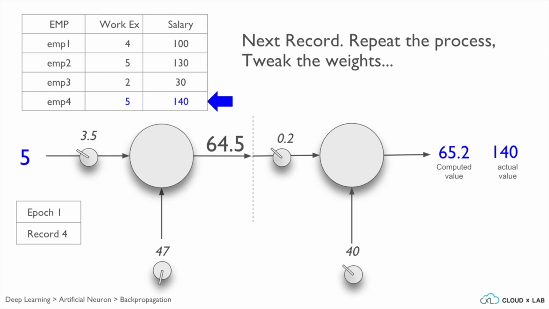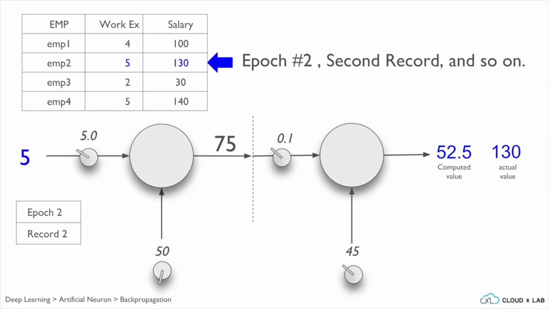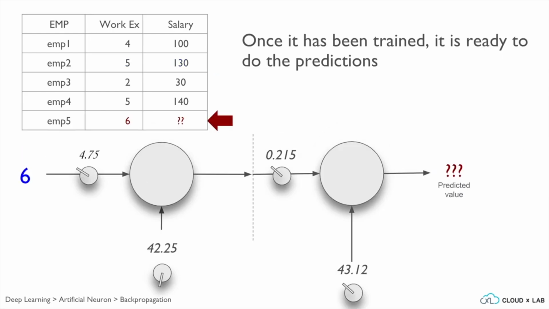When all the records in the dataset have gone through the process, we say that it has completed an epoch. We now start again from the first record. This is called second epoch. Note that we do not reinitialize the weights and bias when we start a new epoch. The weights and the bias from the previous epochs get carried forward to the subsequent epochs. We continue this process as long as the overall error is going down. Once the epochs are completed, we say that we have trained the neural network with our data. We are now ready to predict the salary of a new employee whose number of years of experience is known.